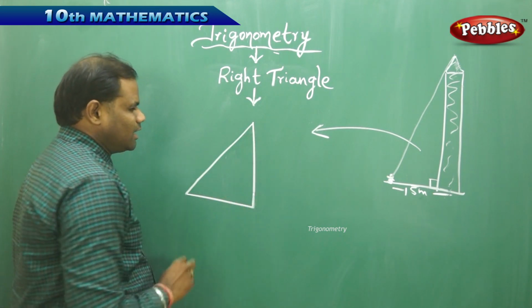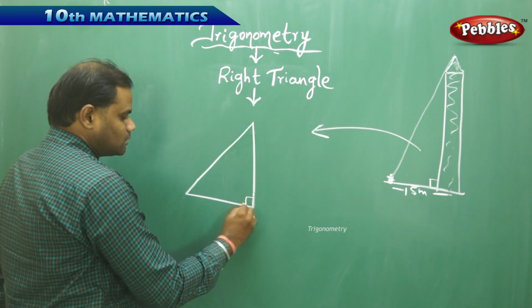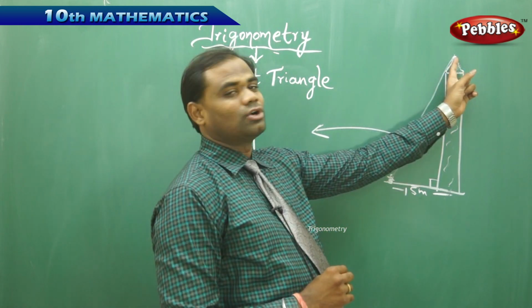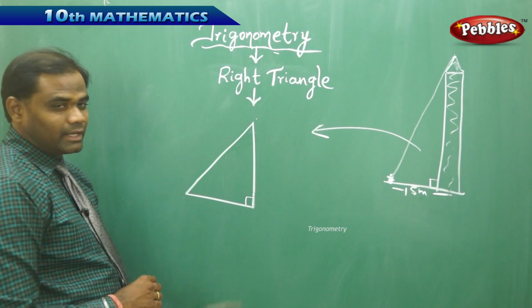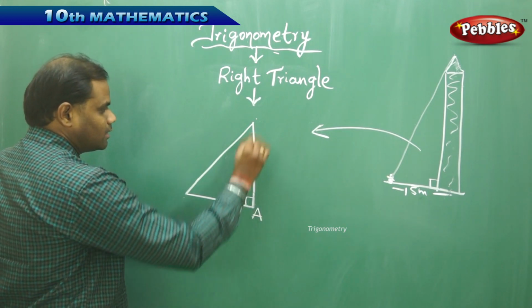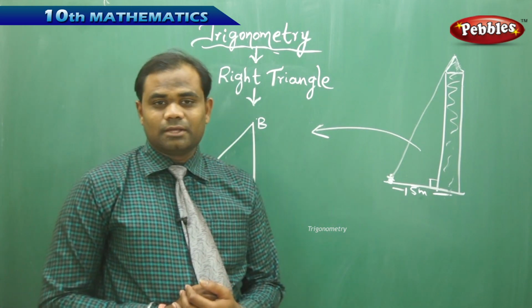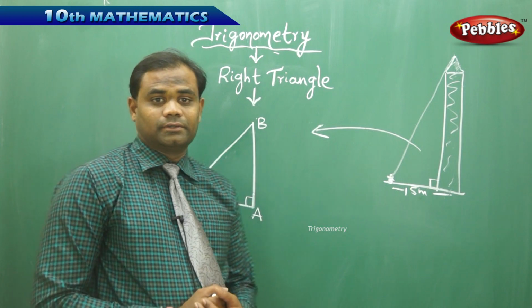This being the height of the Qutb Minar, this being the distance from the person to it, and this being the distance from the eye to the top of the minar, as can be taken. Therefore, if I take a right angled triangle with vertices A, B, and C, then there are three important factors we must know in a right angled triangle.